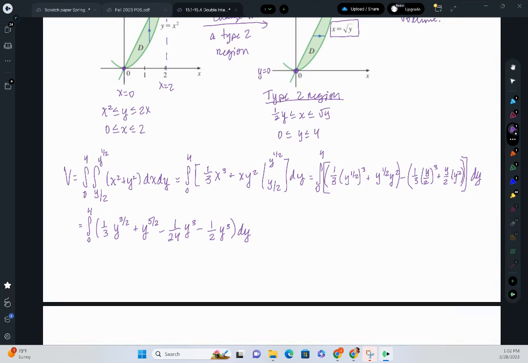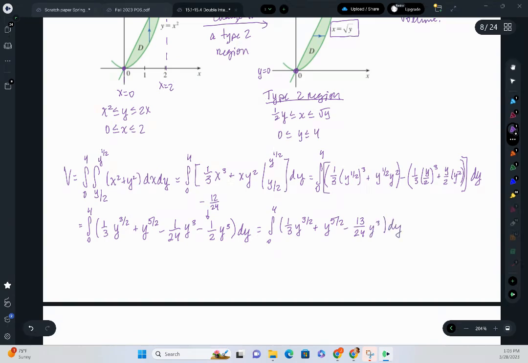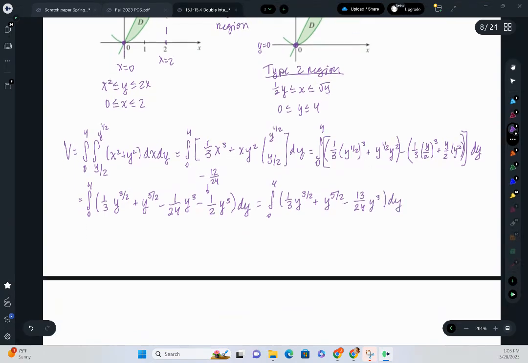Okay, I can combine my y cubes. If I was to rewrite this as, so the minus 1/2 can be written as minus 12 over 24. So I can see how I combine those. I'll just do that one more combination. 0 to 4, 1/3 y to the 3/2 plus y to the 5/2 minus, it looks like I'll have 13 over 24 y cubed dy. All right, time to integrate.